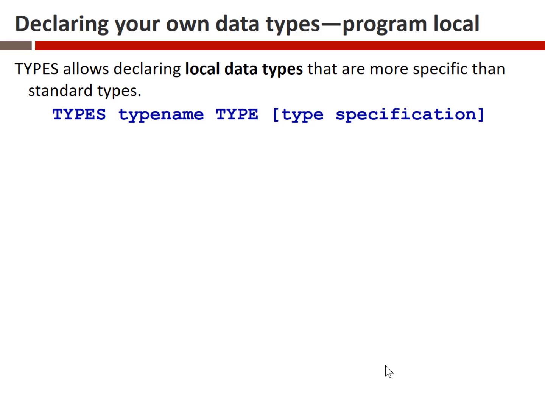So the syntax here is keyword types, then the name that I want to call my type, then the word keyword type, and then the type specification. Now, welcome to the wonderful world of ABAP, where we have keywords that are singular and plural, and both very particular as to which goes where. Pain in the neck. Fortunately, if you're working within the IDE, it's going to help you out.